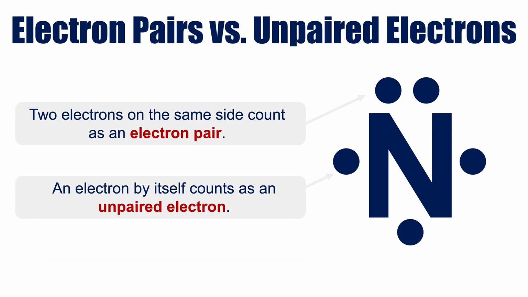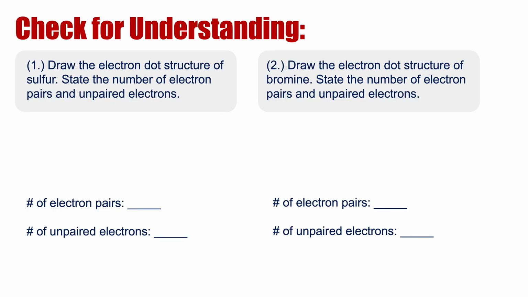All right, so once you have the electron dot structure, you can then analyze it to figure out how many electron pairs and unpaired electrons there are. Two electrons on the same side count as a single electron pair. An electron that's by itself counts as a single unpaired electron. So nitrogen has 1 electron pair, and it has 3 unpaired electrons total. Go through and complete numbers 1 and 2 for the check for understanding slide.